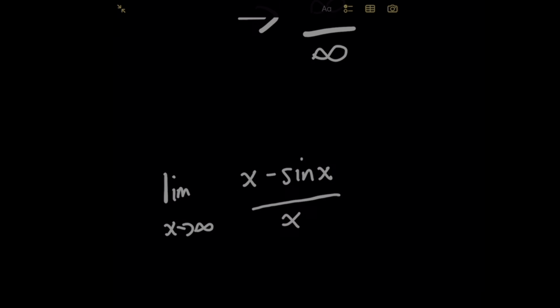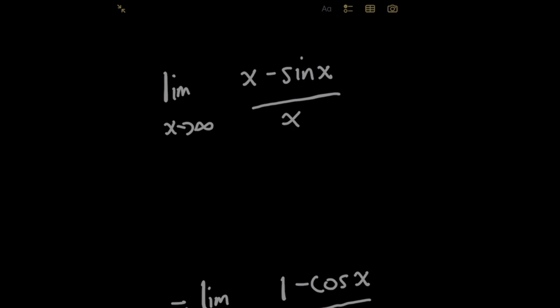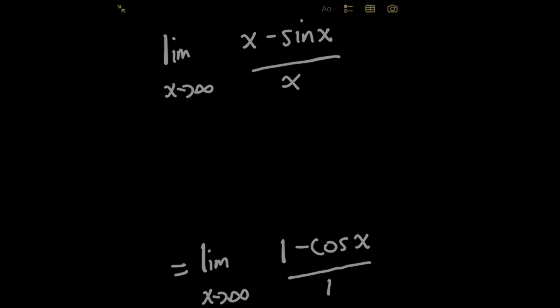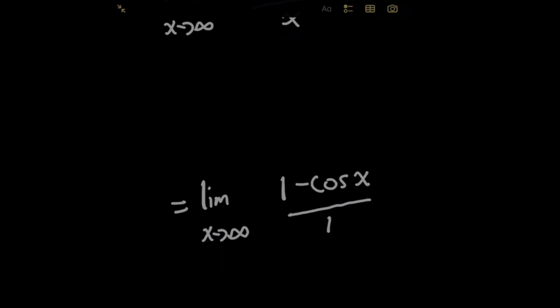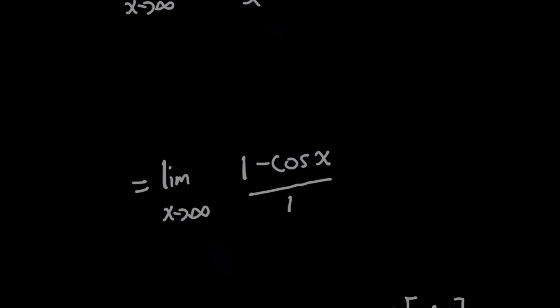but in this case, it has a really interesting twist. So when I take the derivative of the numerator, I get 1 minus cosine of x, and then for the denominator, you just get 1. And by inspection, it looks simpler, right? Because we got rid of a variable on the denominator.